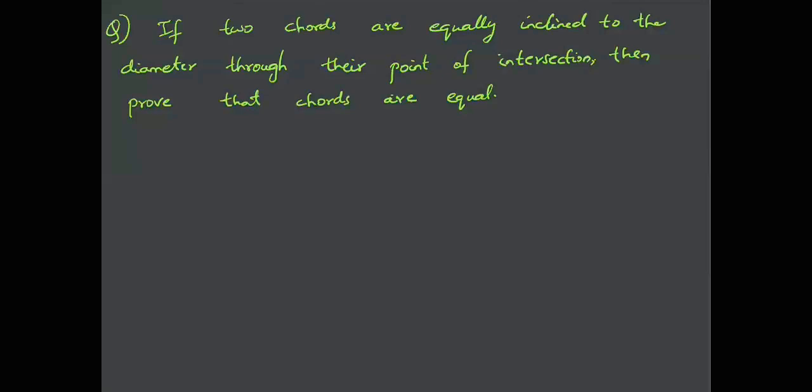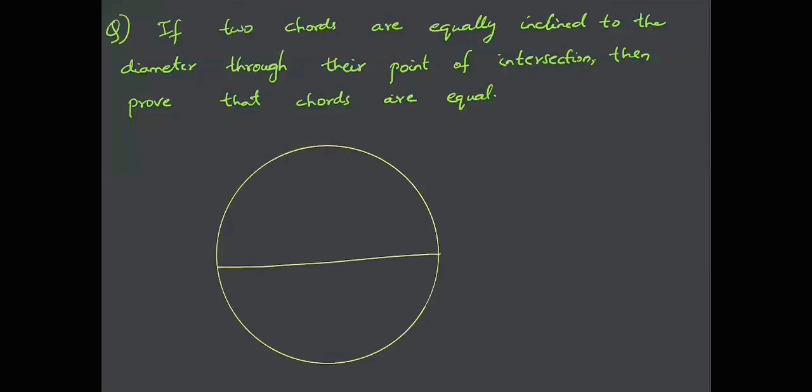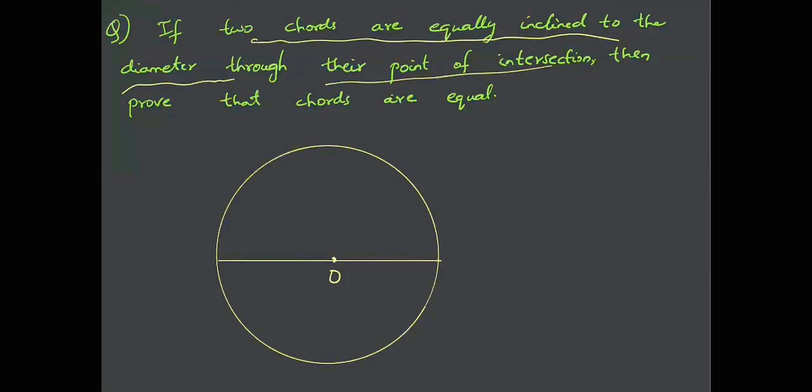So say there is a circle, okay, and say there is a diameter of the circle. Fine. This is the center. Now there are two chords which are equally inclined to the diameter through their point of intersection. What do you mean by equally inclined? So inclined means the angle between them. So say this is a chord and this is another chord. Okay. So say this is chord AB and this is chord AC, where A is the point of intersection.